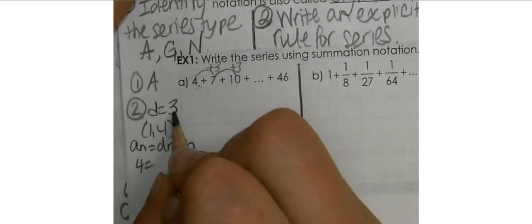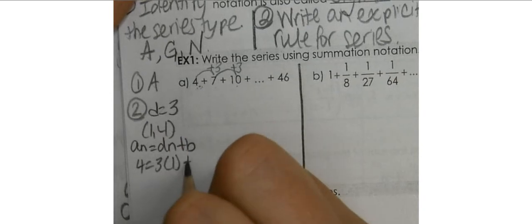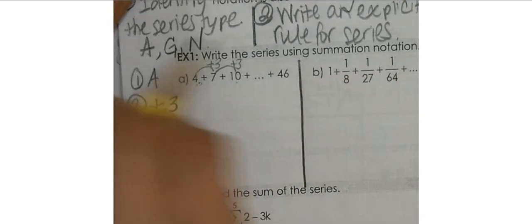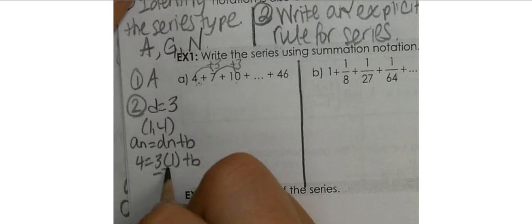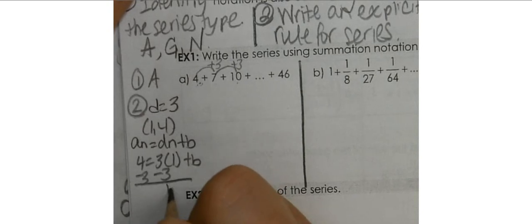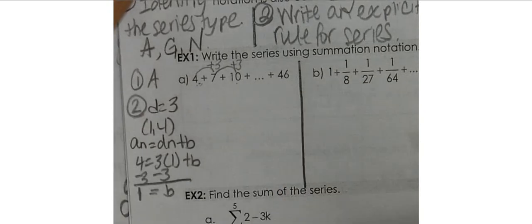And a sub n is going to be 4 equals d, which is 3, times 1 plus b. I'm going to now solve for b, and I'm going to subtract 3 on both sides in order to find that b is equal to 1. So now my rule is a sub n is equal to 3n plus 1.